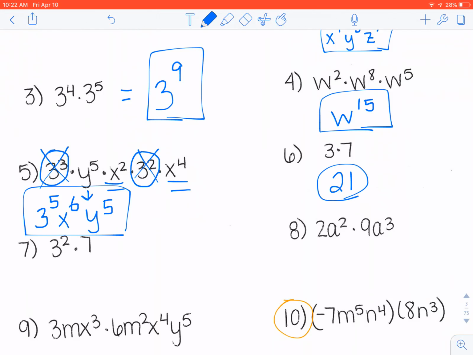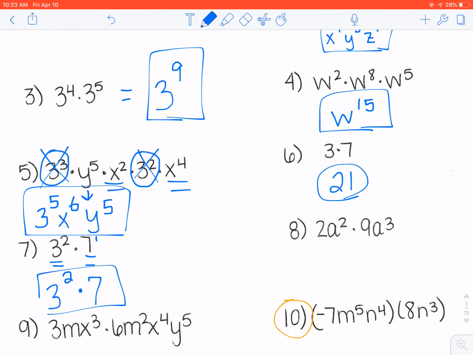Number 7 looks similar, but because that 3 is squared and that 7 is to the 1st power, you now look at your bases. The bases are not the same. So all you do is slide those down. Again, those bases are not the same. So your answer is already what the problem is. It cannot be reduced any further in exponential form.